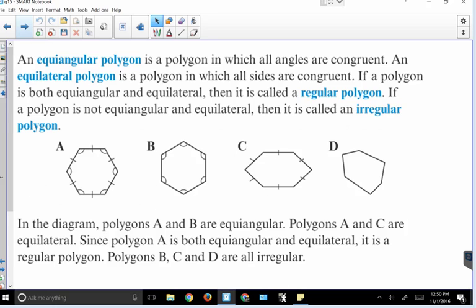Now B looks like it could be all the angles are the same, but the sides are of different lengths. And the reason I know they're different lengths is because they're not the same. C, they're all the same, but the angles could be all different. I don't know. And D is just whatever because it's just got 6 sides connected.